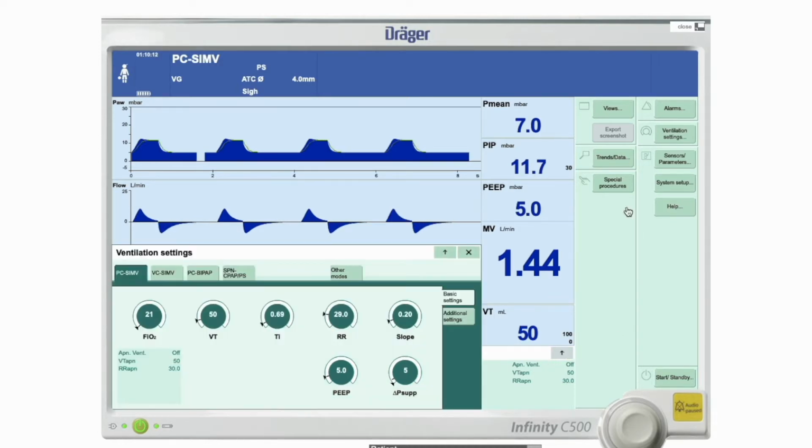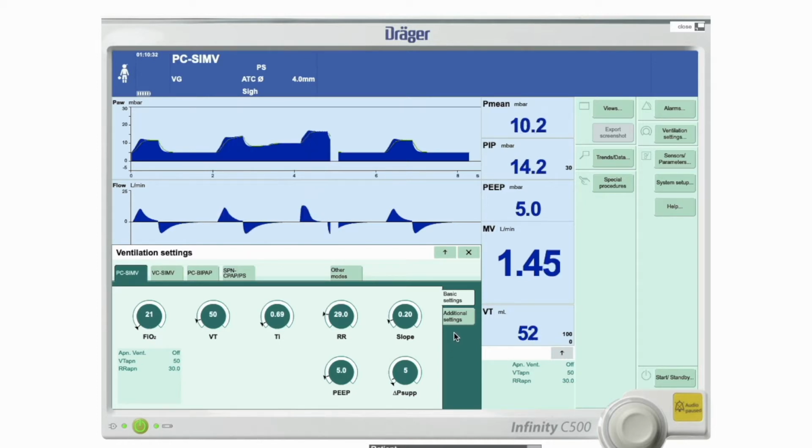Right, so these additional settings are on this tab here. If you press that button, all the vent settings, or if you click on the mode up there, you get the ventilator settings up here. Along the top you have the modes. Down the side you have two tabs, one for the basic settings, which we've looked at already, and the other one for the additional settings.